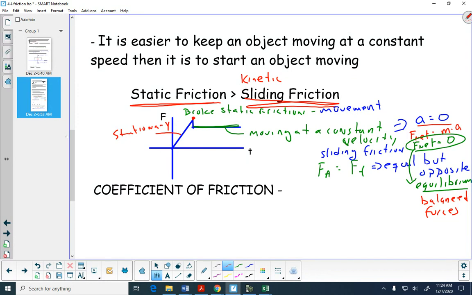Which means our inertia properties will hold true. Newton's first law: objects will stay in the same state of motion or rest unless acted upon by unbalanced forces. We have balanced forces, so we're going to stay in the same state of rest or motion.